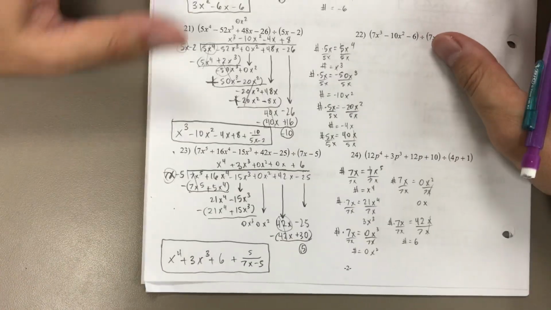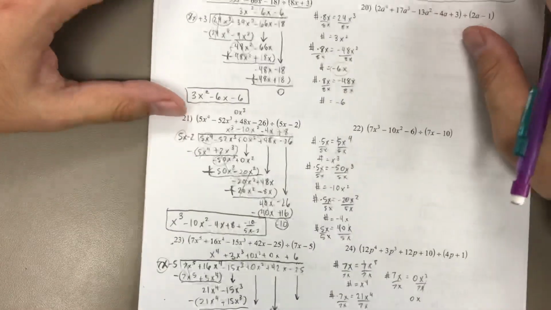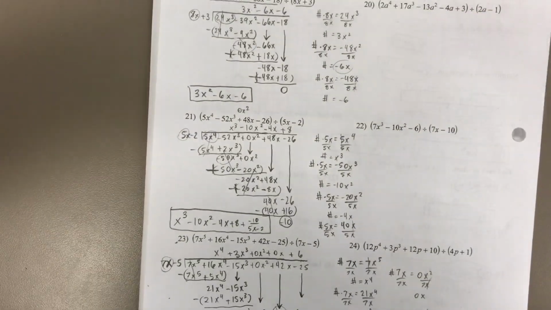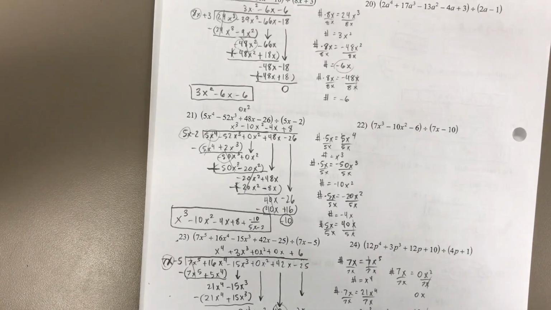So that's all of the odd numbers from 2.1. And yeah, now we're going to move on to synthetic division, a much easier process, and we're going to start that up in 2.2.